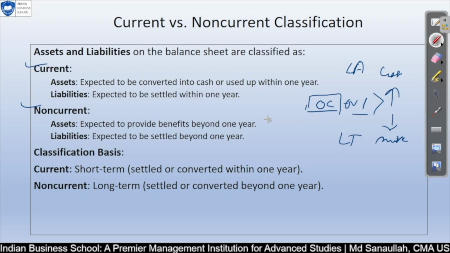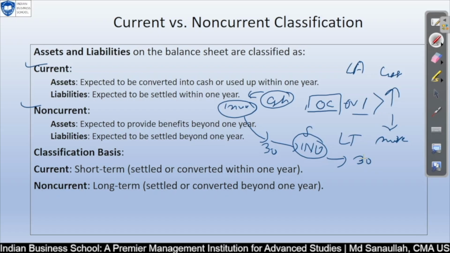So what is operating cycle? We'll take the example of inventory. You paid cash to buy this inventory. Today you paid cash and purchased the inventory. Now you sold this inventory after 30 days. You keep this inventory for 30 days, and after 30 days you have sold. So now you raise the bill, the sales invoice, and you have recognized the revenue. The customer will pay you after 30 to 45 days.